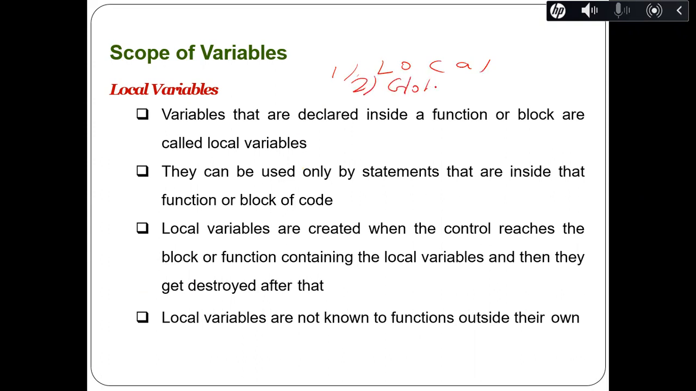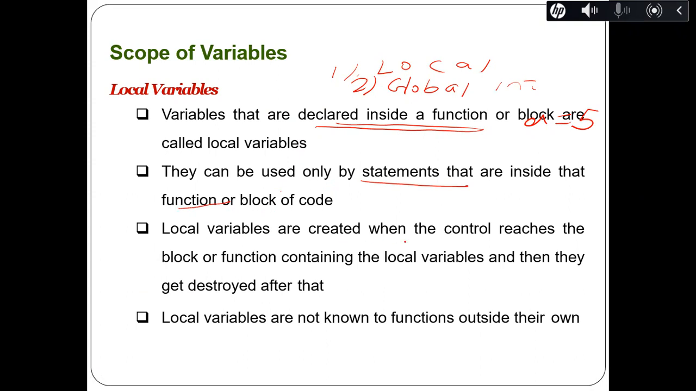First, I will explain what is meant by local variable. Variables that are declared inside the function. You know how to declare a variable: int a = 5. So this is the variable. If it is declared inside any function, that is called a local variable, and it can be used only by statements that are inside the function. It can be accessed by the statements only within the function.